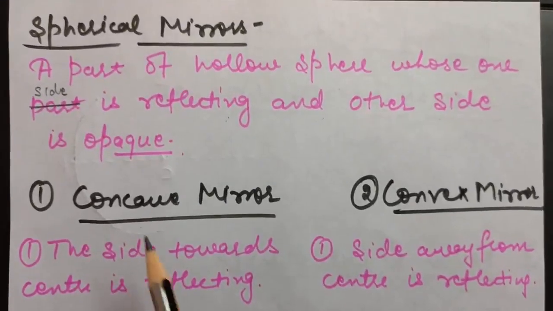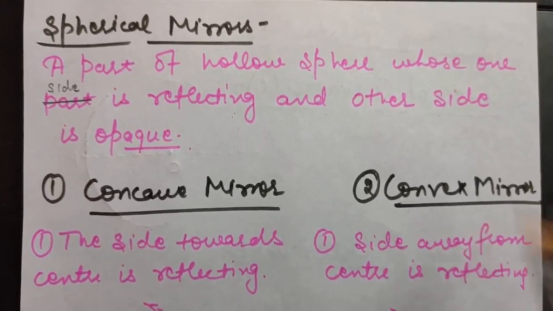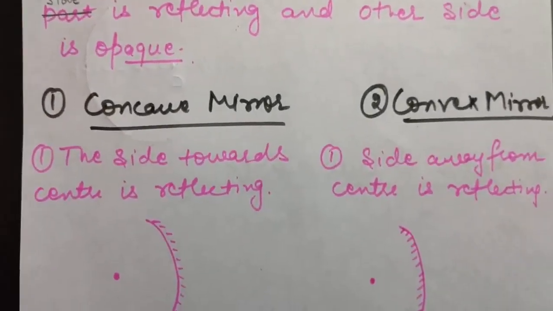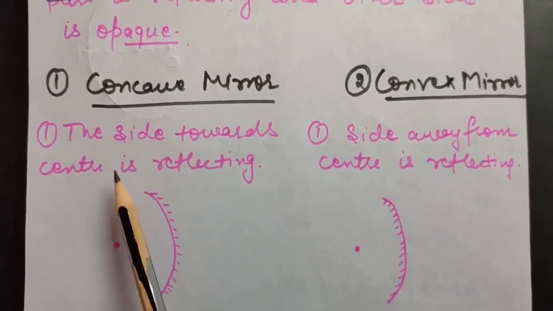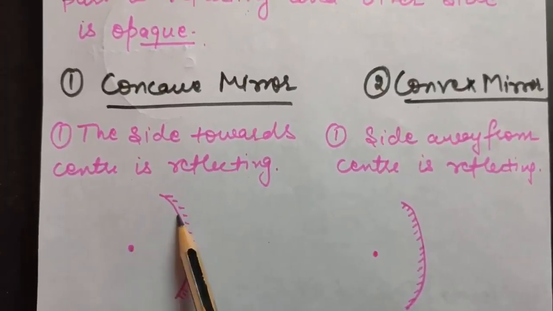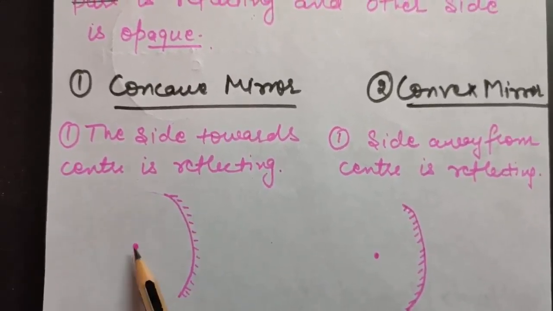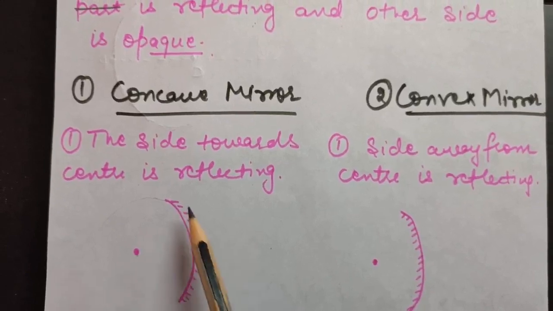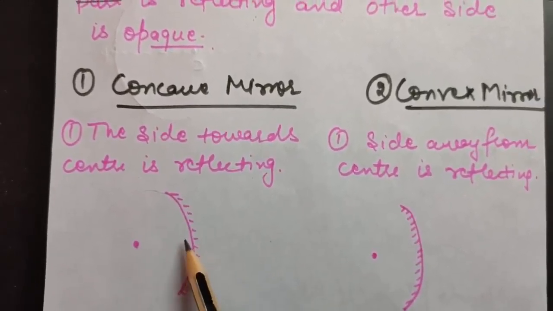First of all, let us see two types of mirror, that is concave mirror and convex mirror. Okay. So all of you are already familiar with it. So the side towards the center is reflecting in a concave mirror. That is, see, this is the center. If I complete this, it would be a hollow sphere. So this is the center of the sphere. Okay. Now suppose I have taken this part of that hollow sphere.